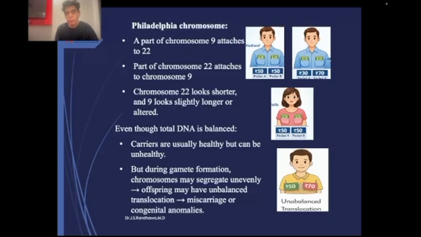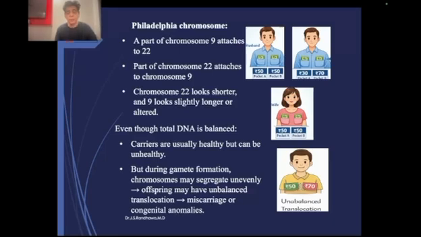In Philadelphia chromosome, a part of chromosome 9 attaches to chromosome 22, and part of chromosome 22 attaches to chromosome 9. Now, this exchange of material between the two chromosomes is not exact. Chromosome 22 looks shorter than normal and 9 looks slightly longer than normal. Now, this is a balanced translocation. Why? Because overall genetic material in the cell remains the same. It doesn't change.